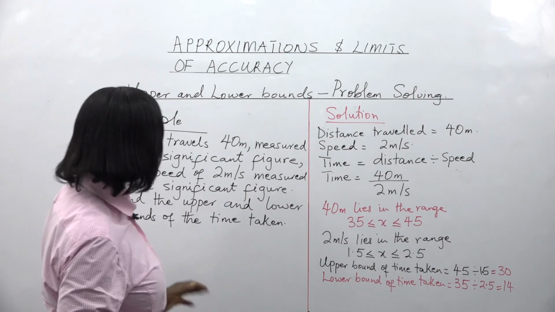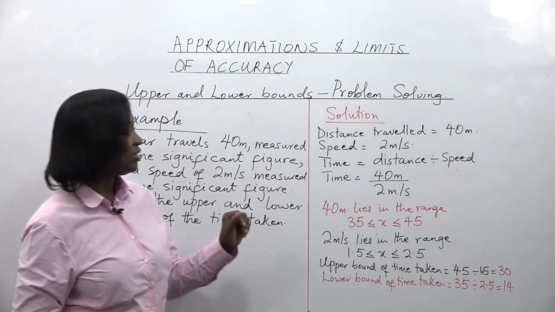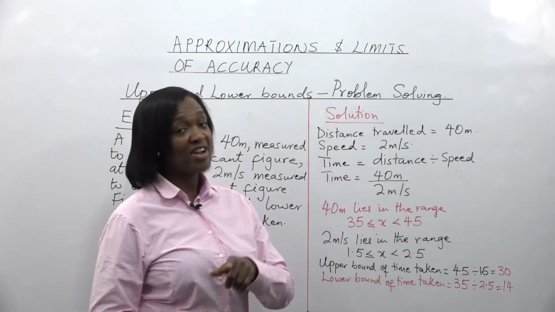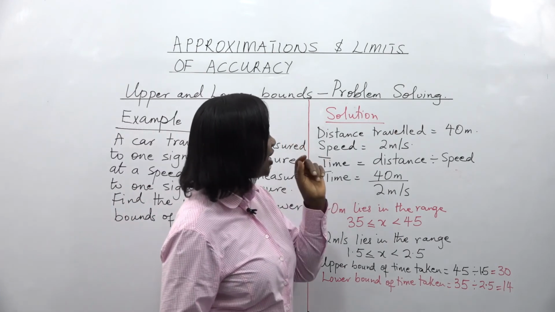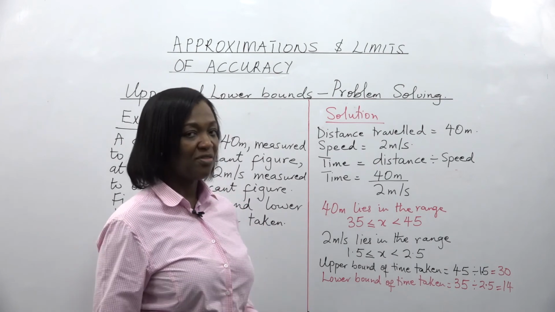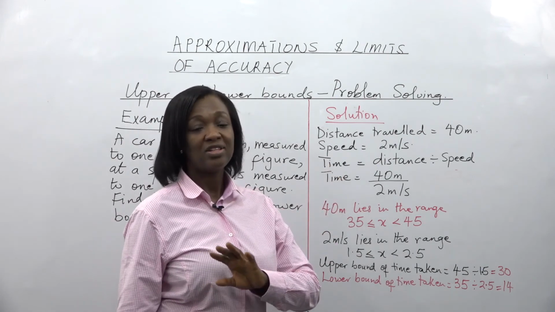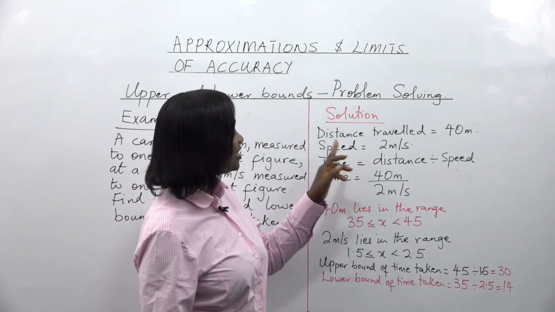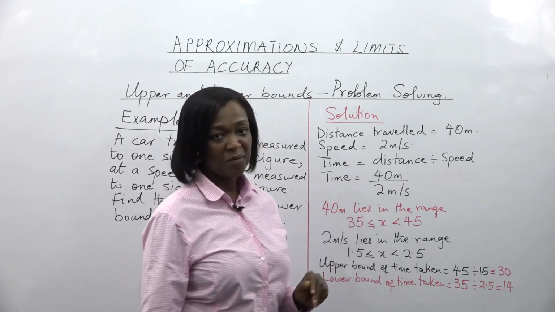Good. So to find the upper bound and lower bound of the time taken, solution: the distance traveled is 40 meters, rounded to one significant figure. The speed is also 2 meters per second, rounded to one significant figure. Time is distance divided by speed. So the time taken is the distance over the speed.